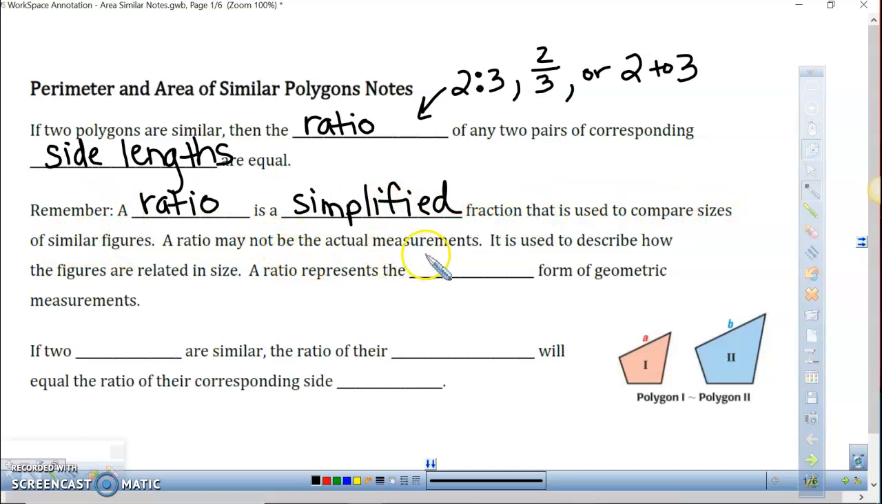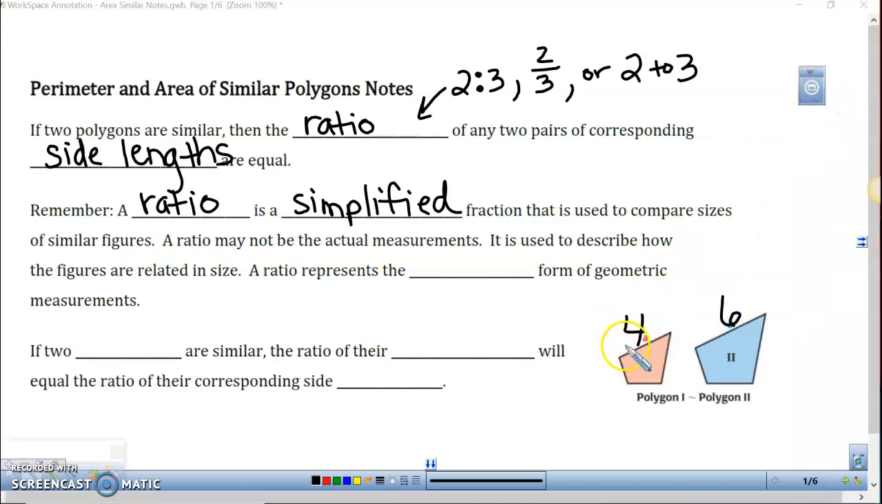A ratio may not be the actual measurements. For example, if this is 4 units and this is 6 units, this is the actual measurements, but if I were to want to make a ratio, I would have to reduce these given side lengths. And you see, this is an actual ratio. It is used to describe how the figures are related in size. A ratio represents the simplest form of geometric measurements.